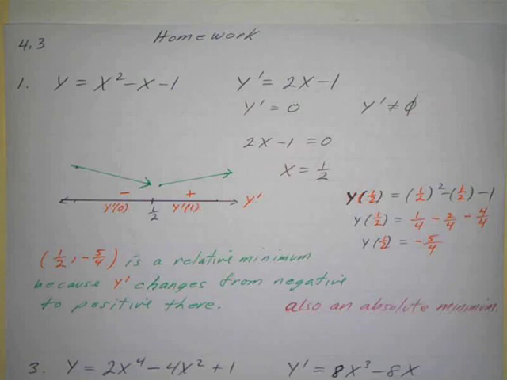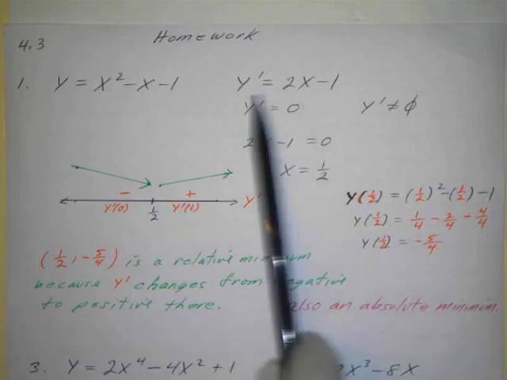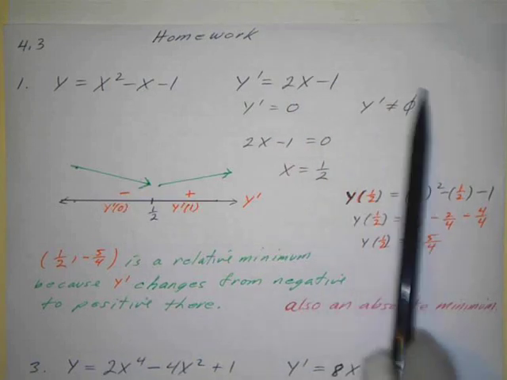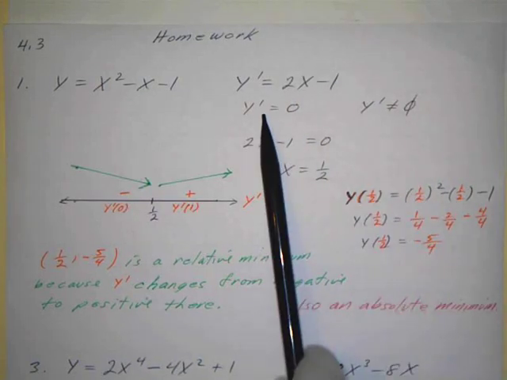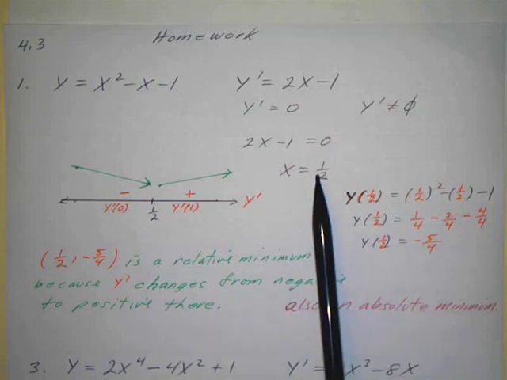Okay, these are some homework problems from section 4.3, and we just want to find the relative extrema. So first thing we do is we take the derivative of our function. We get y prime equals 2x minus 1. Well, it's a straight line, so we don't have to worry about it being undefined. It's 0 when x equals 1/2. So that's my critical point.